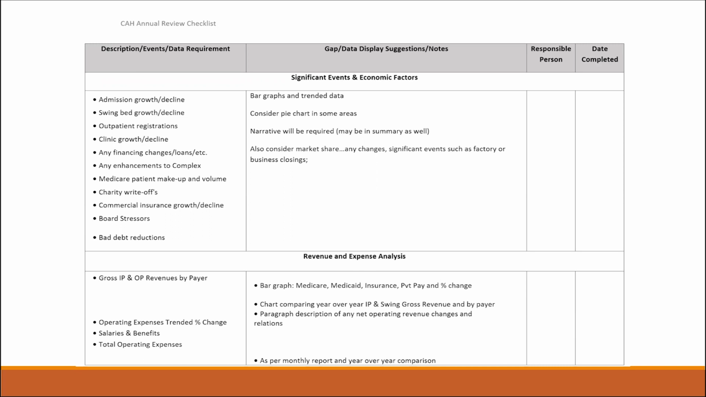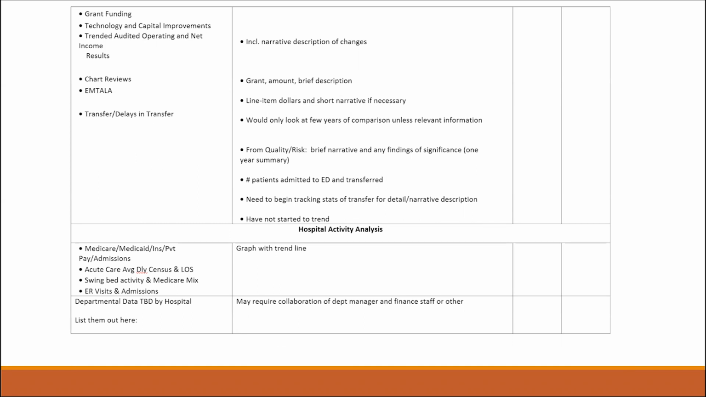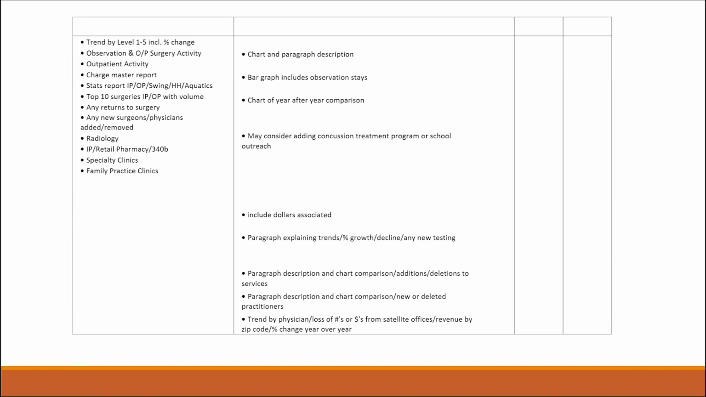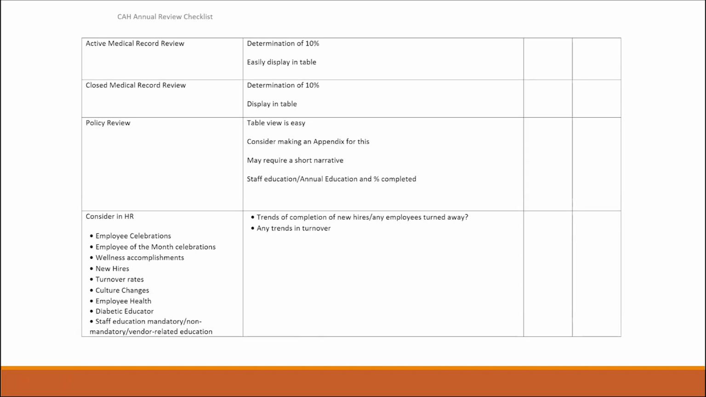As you start to go through the various areas: our significant events and economic factors, our revenue and expense analysis, some of our hospital activity, what happened, and then we start going a little bit further into some of our clinics, our specialty areas. Did we change anything? And then our active and closed medical record reviews, how we determined our 10%. I would put that in just as a notation on our annual review. And then some considerations in human resources. Did we have a high turnover rate during this last year?